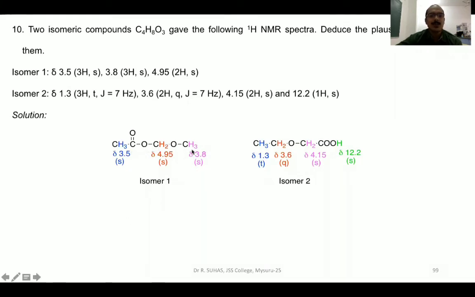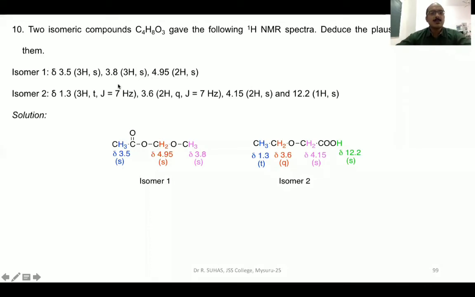That's why I'm putting more here. And this is the ether function. Ether function is usually 3.5 to 3.8. That's why for this side you have to put O, and for this side you have to put ester function. So this structure perfectly fits into this data given.